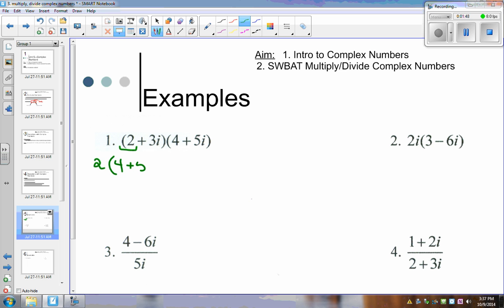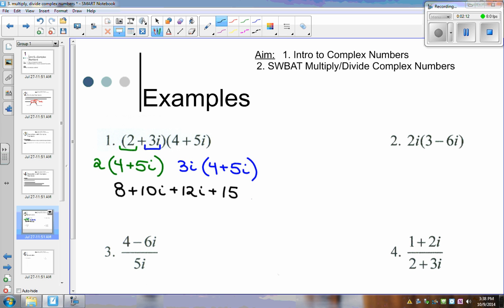We're going to set up our basic double distribution. We take the 2 and multiply it with the 4 plus 5i. We then take our 3i and multiply it with 4 plus 5i. From there, we do our basic double distribution work and get 8 plus 10i plus 12i plus 15i squared. Just like in algebra, we can combine like terms.